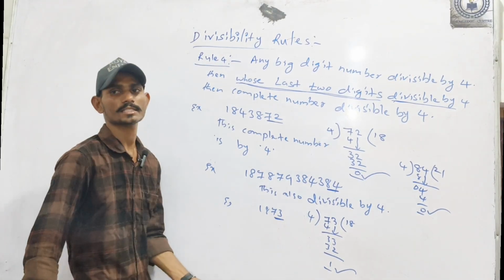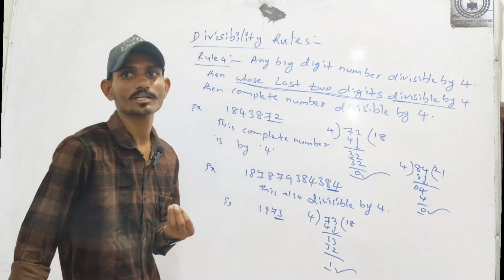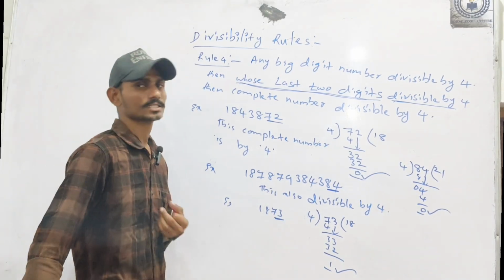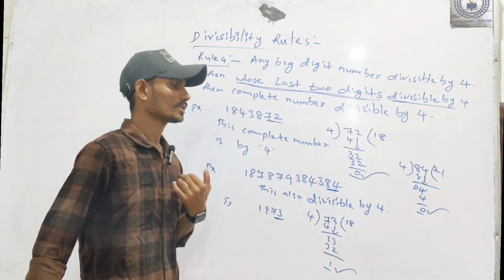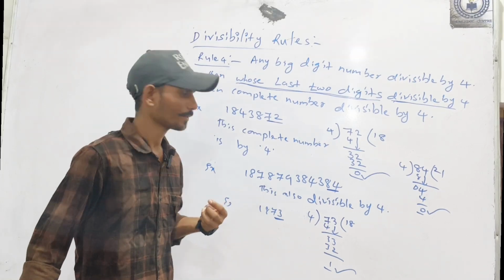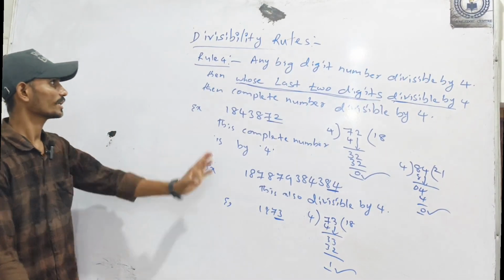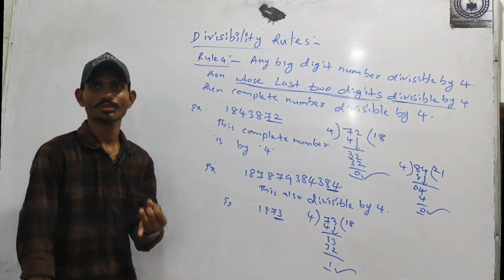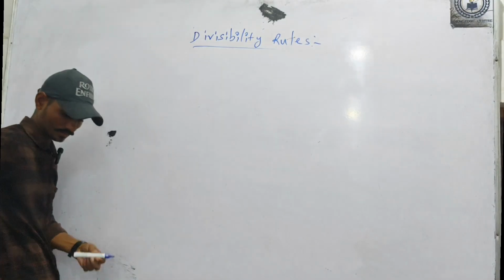Okay, when the remainder is always 0, in that condition we say divisible. If the remainder is something else, then we say it is not divisible by that number. Okay, so I hope all of you understand. Conditions 2, 3, 4 are over.